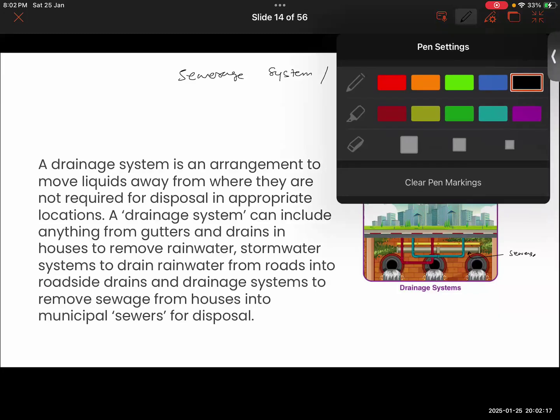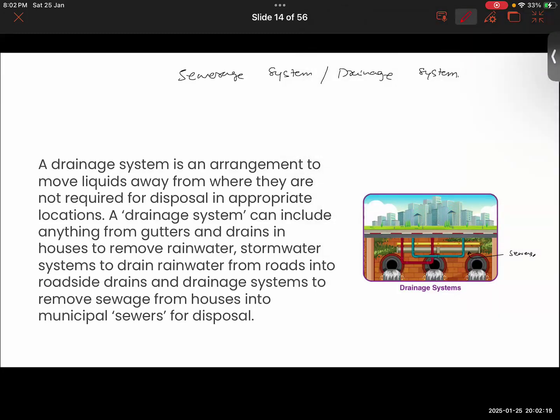Read the given paragraph. Sewage system or drainage system. A drainage system is an arrangement to move liquids away from where they are not required for disposal to appropriate locations. A drainage system can include anything from gutters and drains in houses to remove rainwater, stormwater systems to drain rainwater from roads into roadside drains, and drainage systems to remove sewage from houses into municipal sewers for disposal. Good.